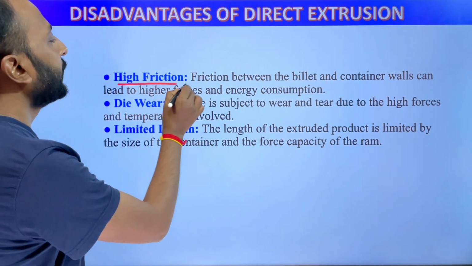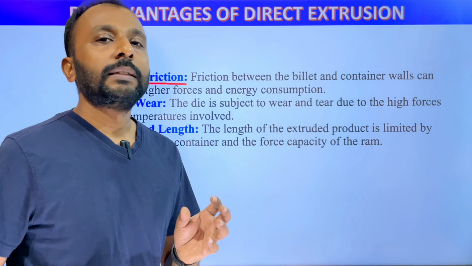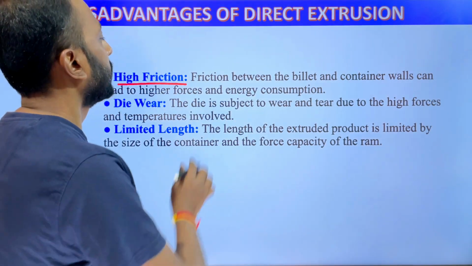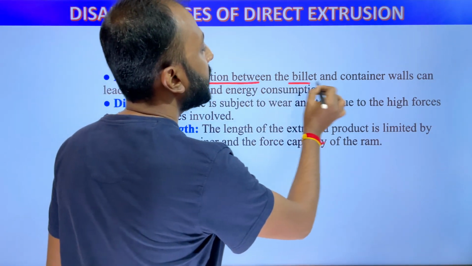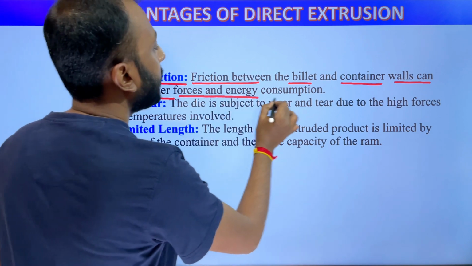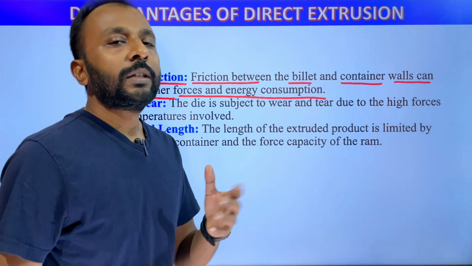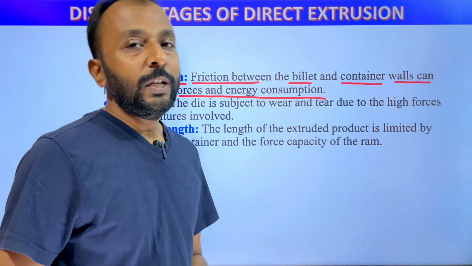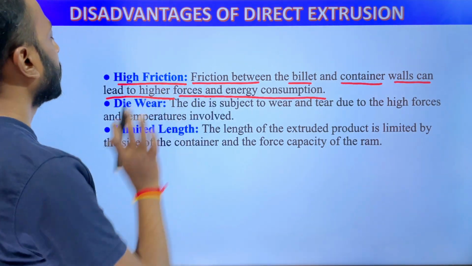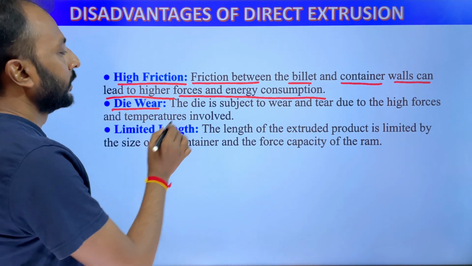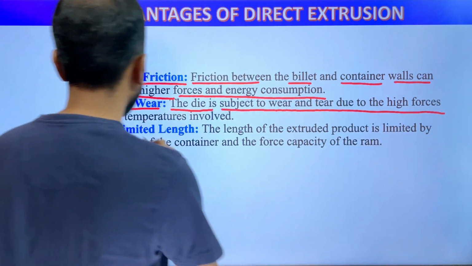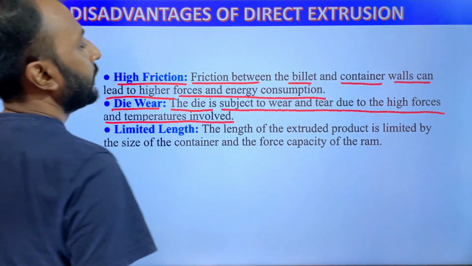First one is high friction. I have told earlier that we have to force the whole metal billet, so the friction is more. In this case, friction between the billet and container walls can lead to higher forces and energy consumption. When the friction is more, the energy consumption will be more, because we have to apply more force to overcome the frictional forces. Next is die wear. The die is subject to wear and tear due to the high forces and temperatures involved.